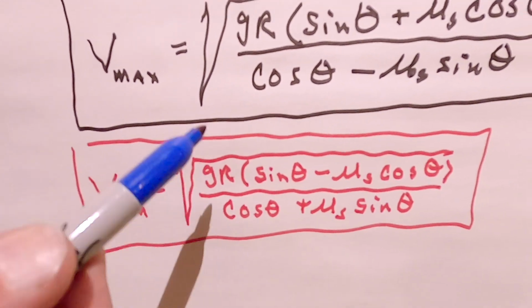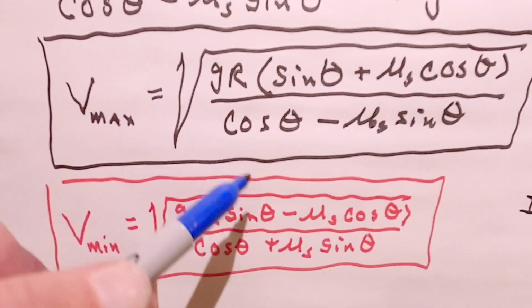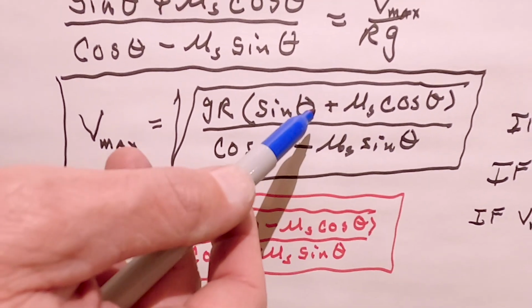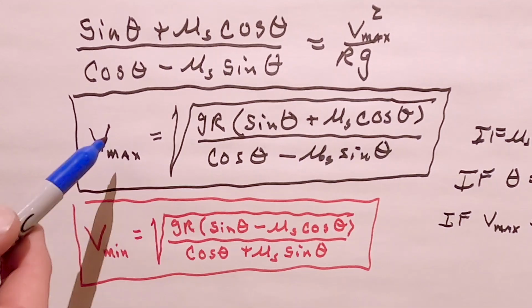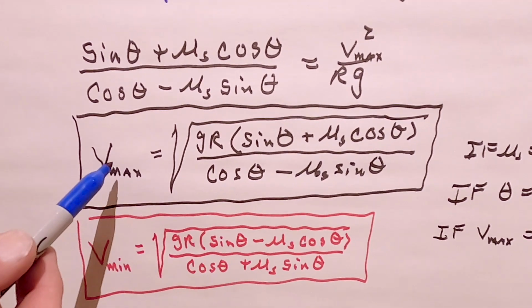And you can see that this is definitely smaller than this because in the numerator you're subtracting, which means you have a smaller numerator. The denominator is bigger, so this Vmin is definitely smaller than Vmax right there.